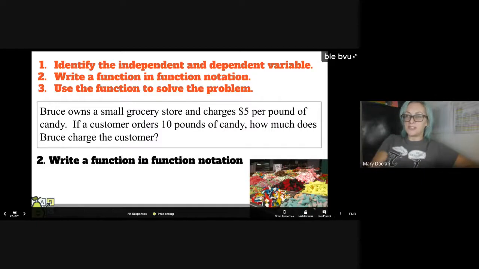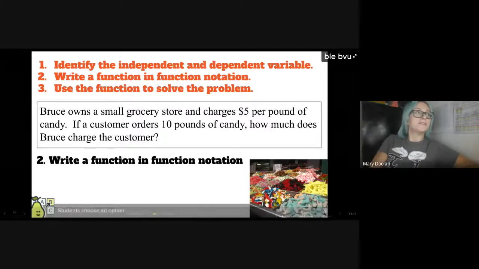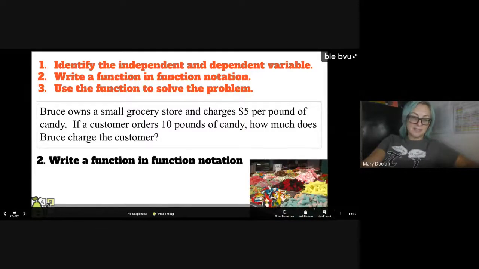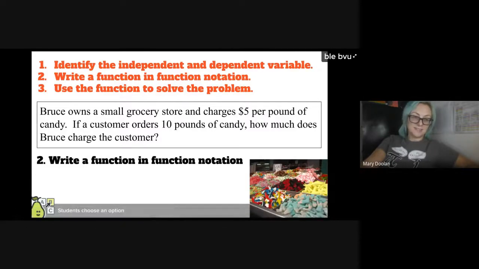You're going to write a function in function notation. This is another multiple choice. Let's give you the whole minute. Okay.